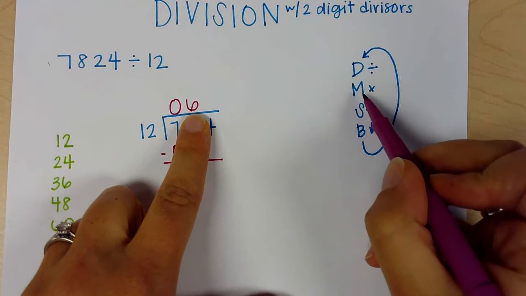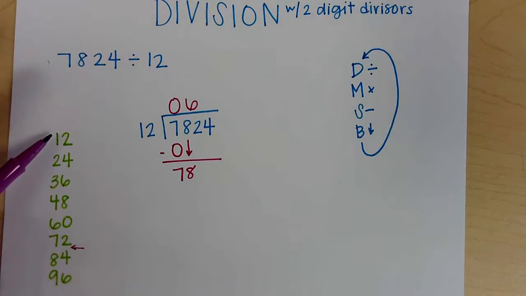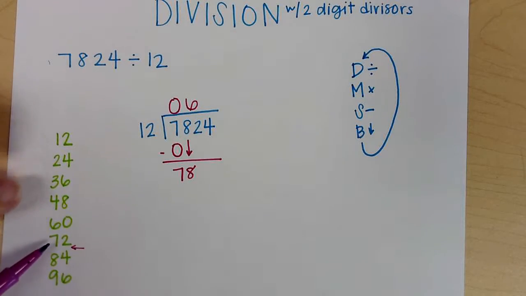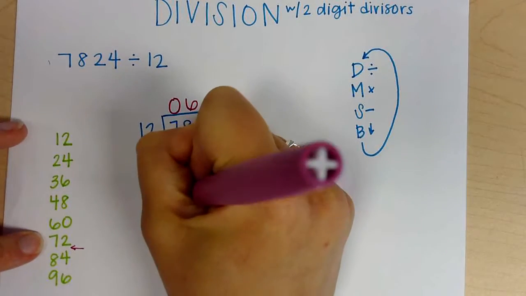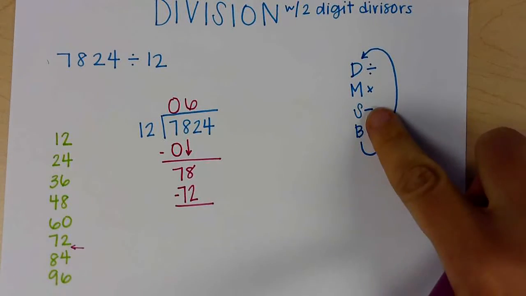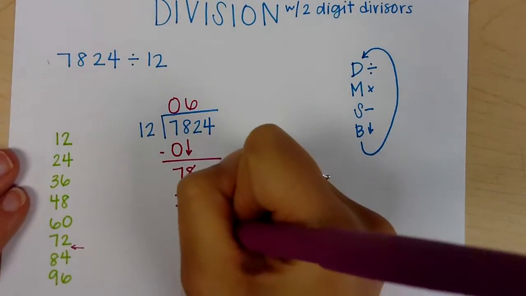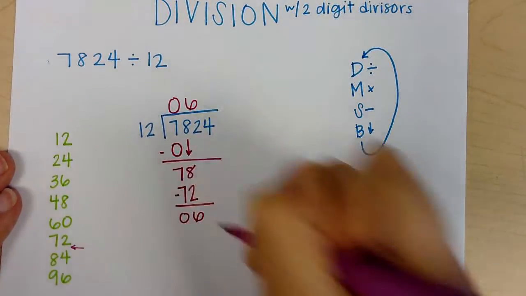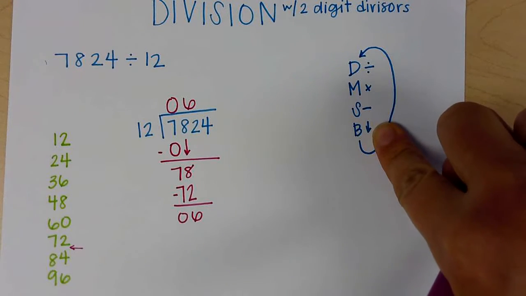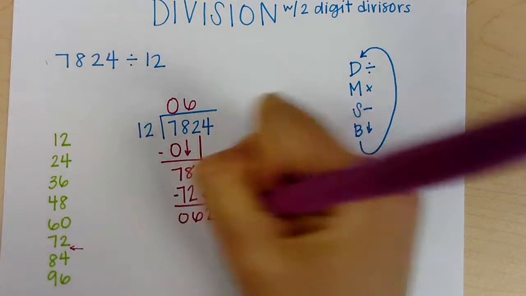I've divided, now I multiply. 12 times 6, well, I've already have that right here. This is 12 times 1, times 2, times 3, times 4, times 5, times 6. 12 times 6 is 72. Now I subtract. Step number 3. 8 minus 2 gets me 6. 7 minus 7 is 0. I've subtracted, so now I bring down. So I bring down the next number, which is 2.